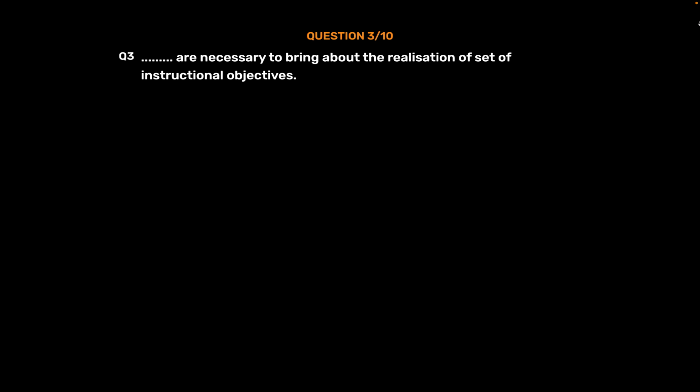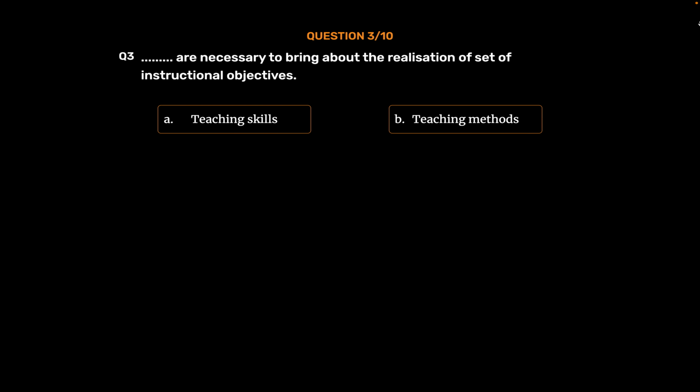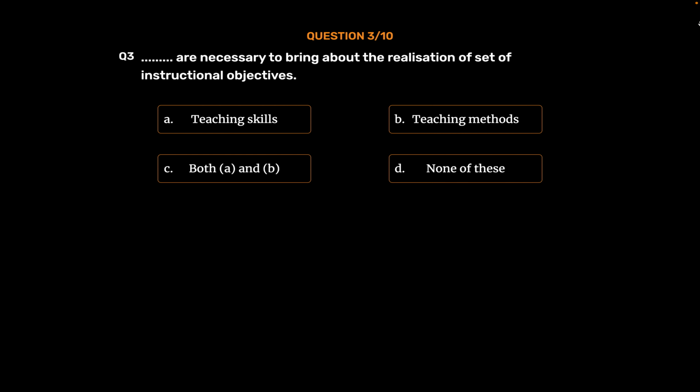Question number 3. Are necessary to bring about the realization of set of instructional objectives. Option A, teaching skills. Option B, teaching methods. Option C, both A and B. Option D, none of these. The correct answer is Option A, teaching skills.